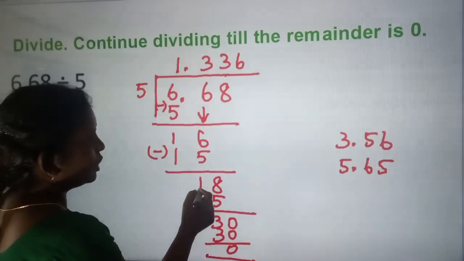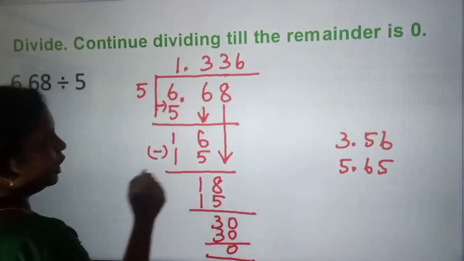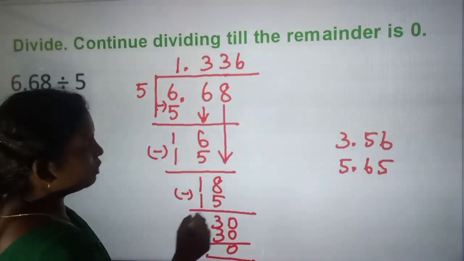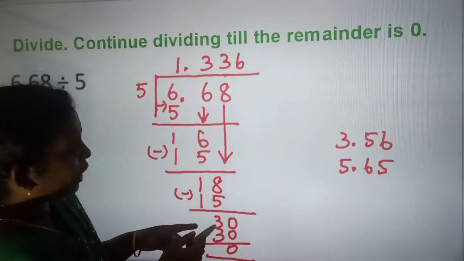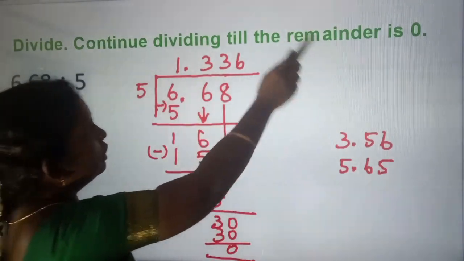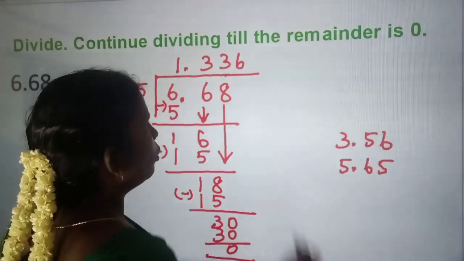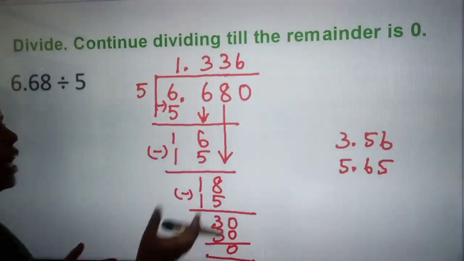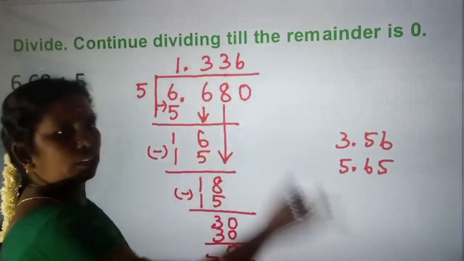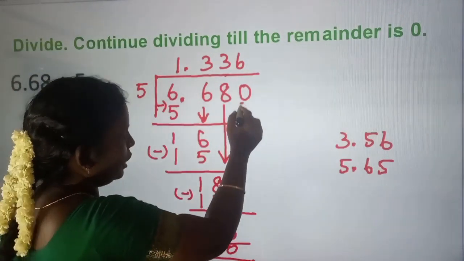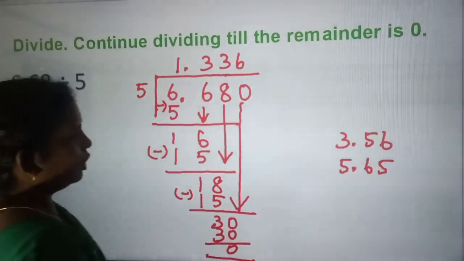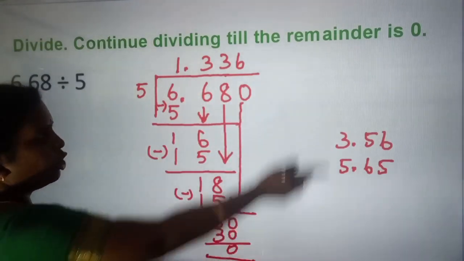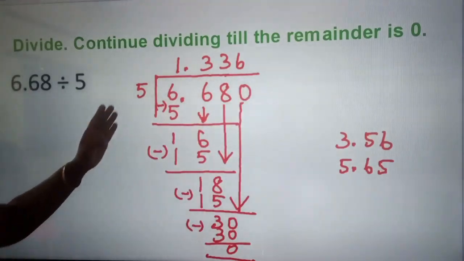Repeated subtraction, 6 minus 5 is 1. Then we are bringing this 8 down, 18. Then 5 3s are 15. Again repeated subtraction, 8 minus 5 is 3. Now we get the remainder 3 here, ma, but they have told to do the division till the remainder is 0. Hence we are inserting one 0 here, because in decimal numbers adding zeros at the decimal place does not change its value. Hence we can insert the 0. That 0 we are bringing down. 5 6s are 30. Then 30 minus 30 is 0. We got the remainder as 0. Hence the answer is 1.336.